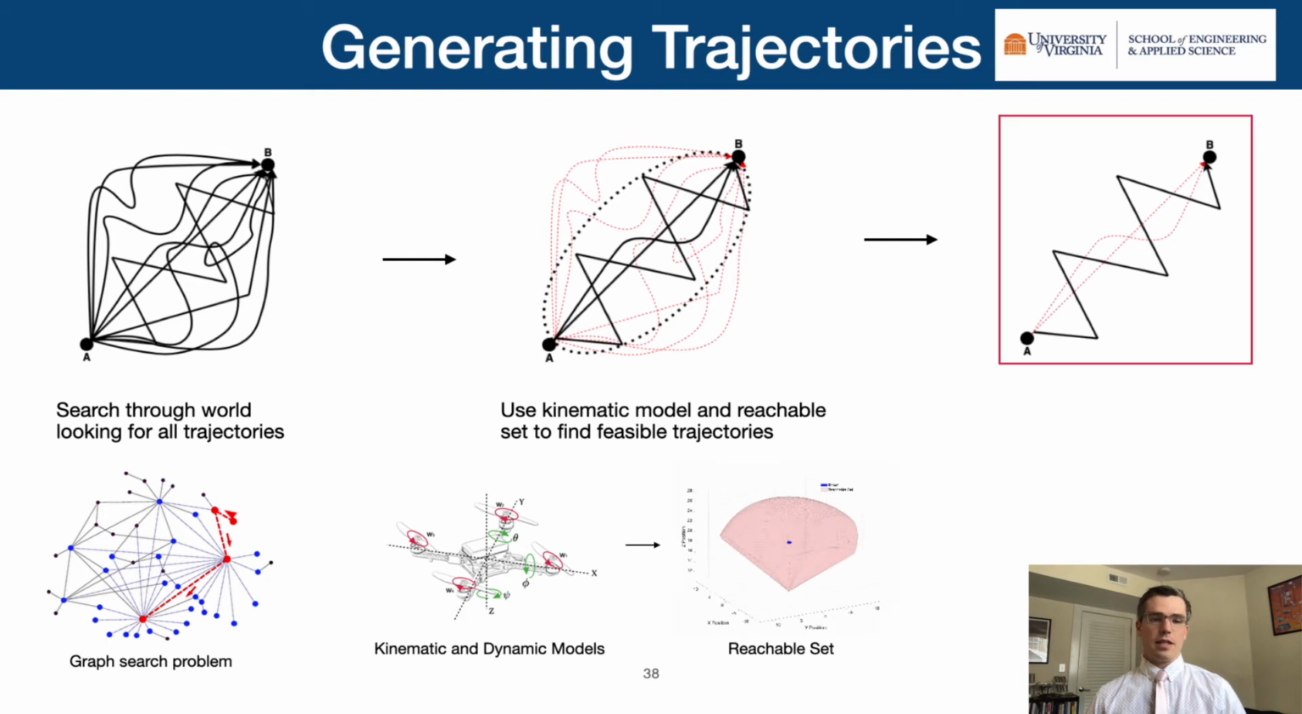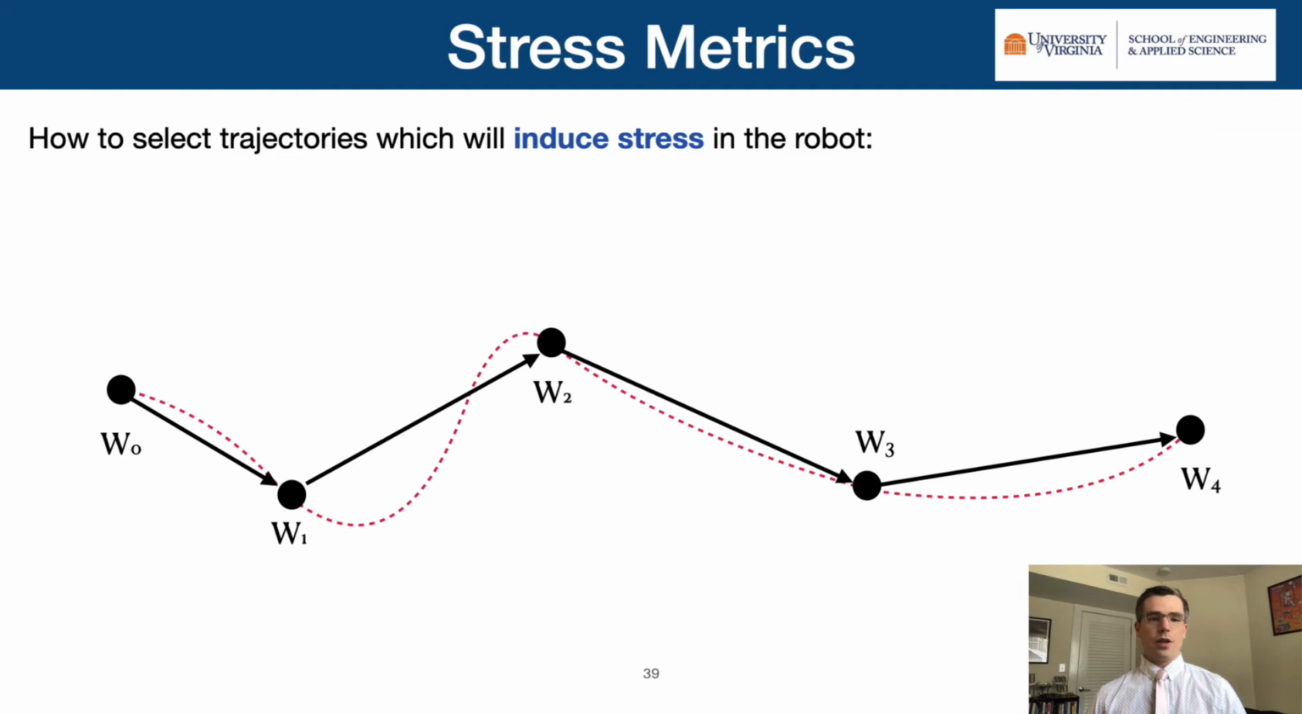And now the final piece of the puzzle. How do we find the stressful trajectories? Consider the following trajectory. The black line shows the intended trajectory and the red dotted line shows the actual trajectory of the robot after execution. How could we compute the stress on the robot before the robot was to traverse it?